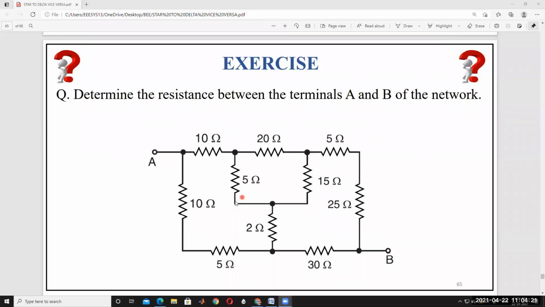And another problem. Take this another problem. Determine the resistance between the terminals A and B in the network using delta to star and star to delta transformation. So by using star to delta transformation and delta to star transformation, find the resistance between A and B. Okay, this is another problem.